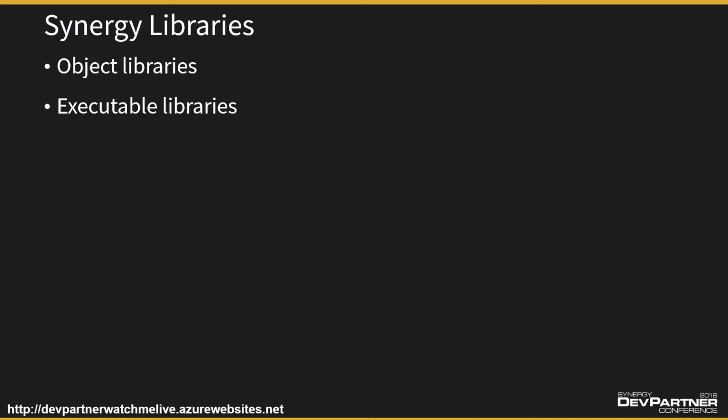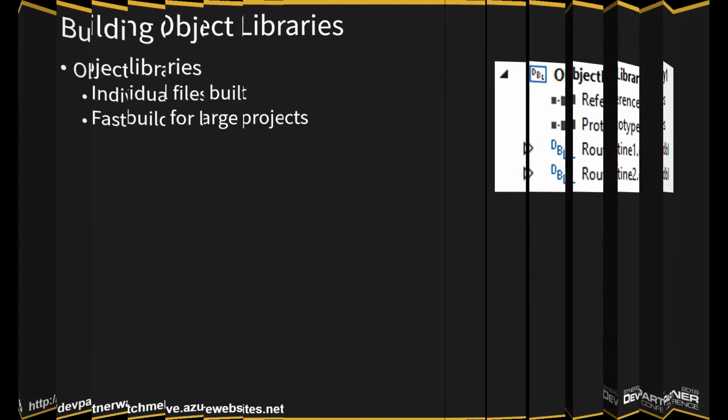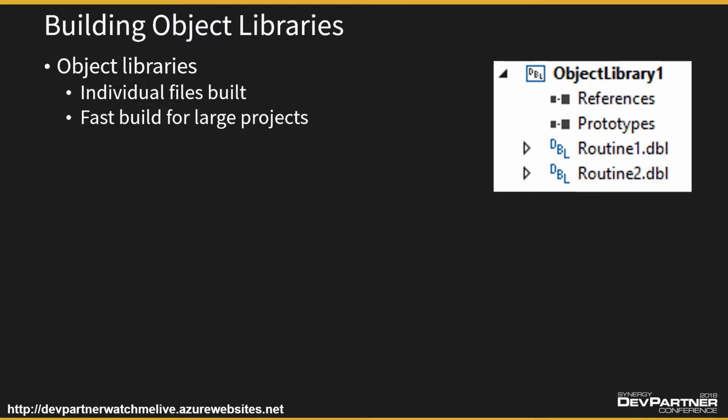So why are we discussing object libraries? Well, primarily, when you build an object library, the build process is quite clever in that it understands that you've changed one routine, that routine will get built, and not all the routines. That one routine will be put into the object library because you can put individual routines into an object library, and life is good.